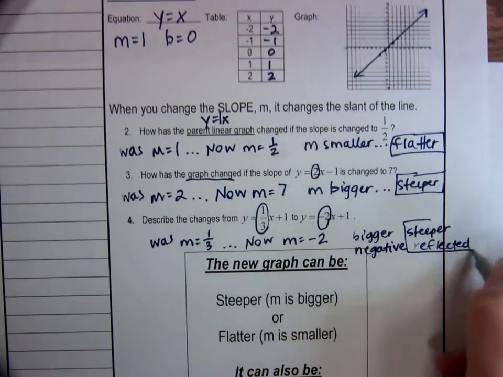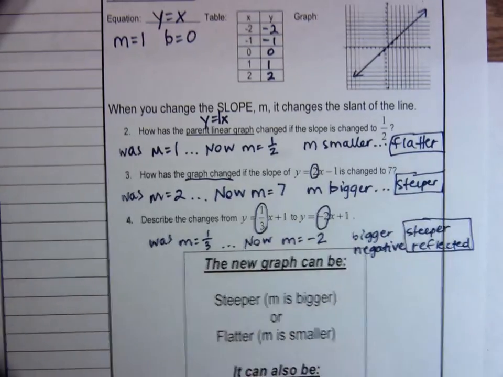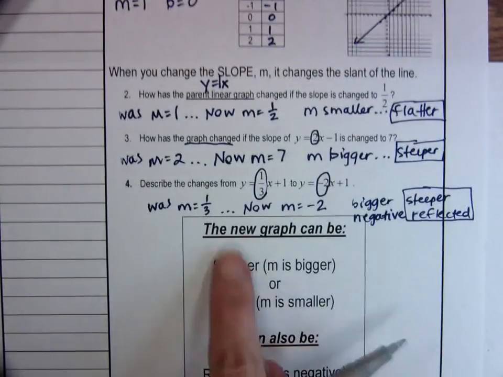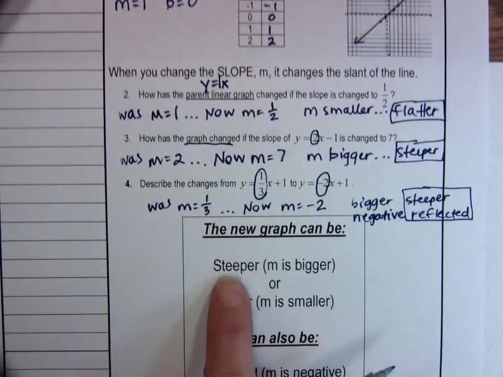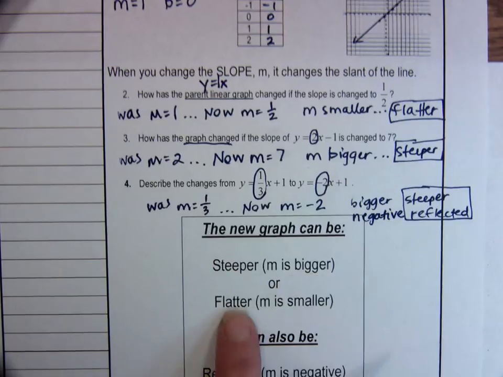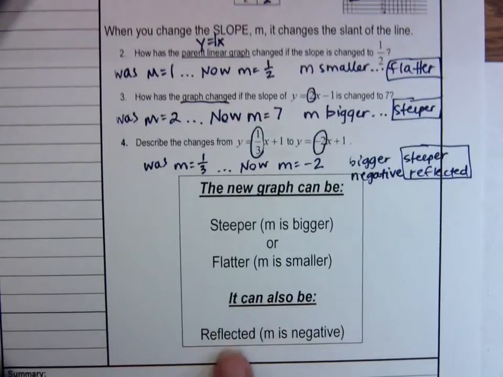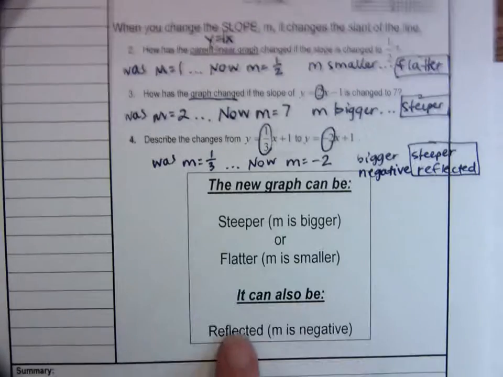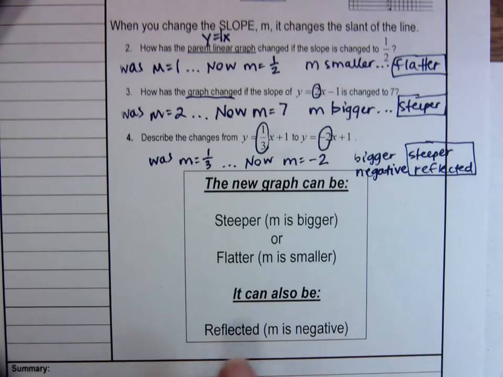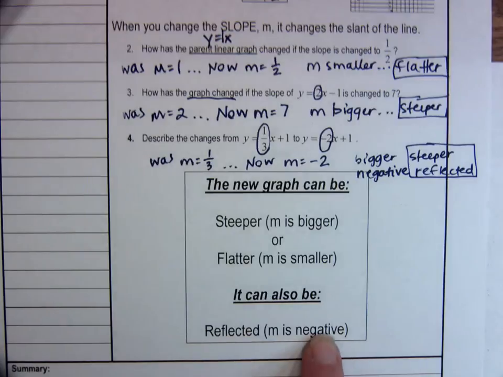So let's do a recap here. When the m changes, the new graph can be steeper because the m is bigger, or flatter because the m is smaller. But it can also be reflected. So it could be steeper and reflected, or it could be flatter and reflected, because the reflection comes from the m being negative.